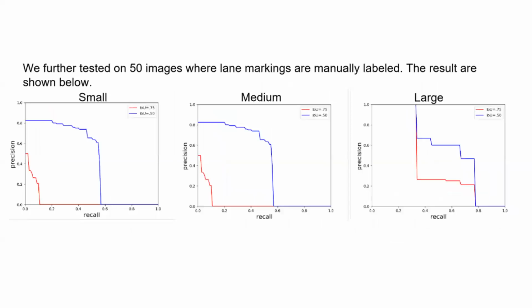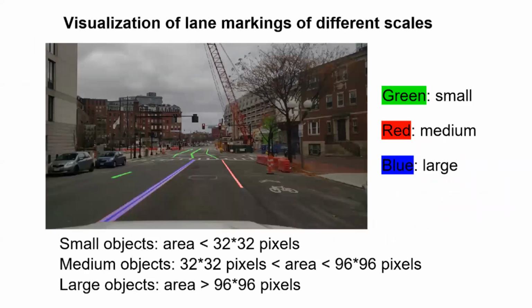We further tested on a 50-image manually labeled test set, and the result is shown below, which is similar to what we got from the former slide. To show how we classify the lane markings into small, medium, and large, we use a visualization picture you can see in the slide.